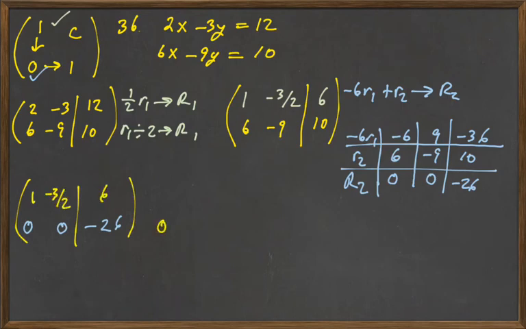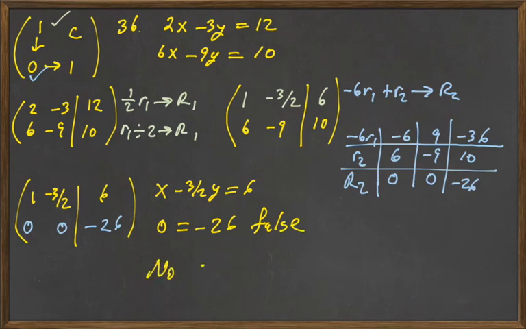The bottom equation says 0 equals negative 26. And the top equation says x minus 3/2 y is equal to 6. 0 is not equal to negative 26. That's a false statement. And so that means this is a no solution. Okay. So in fact, these two lines were parallel. So we had parallel lines, which don't intersect.